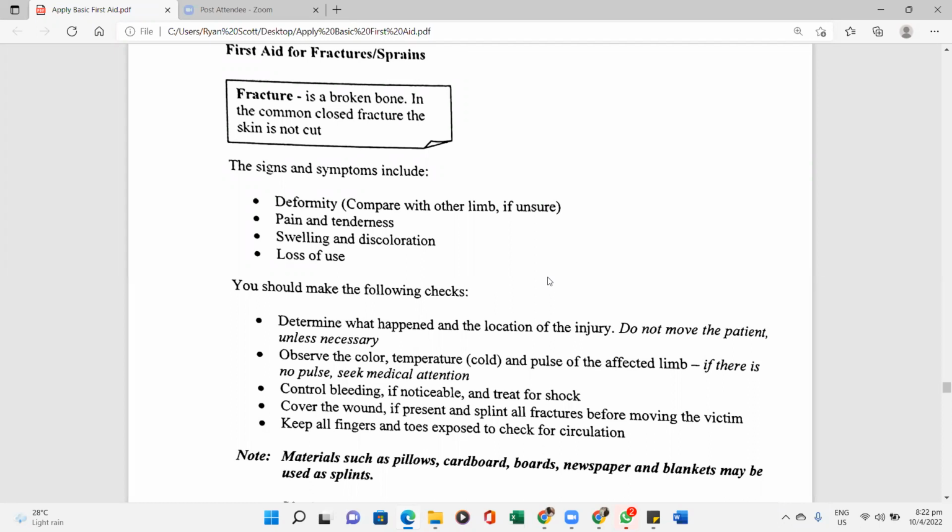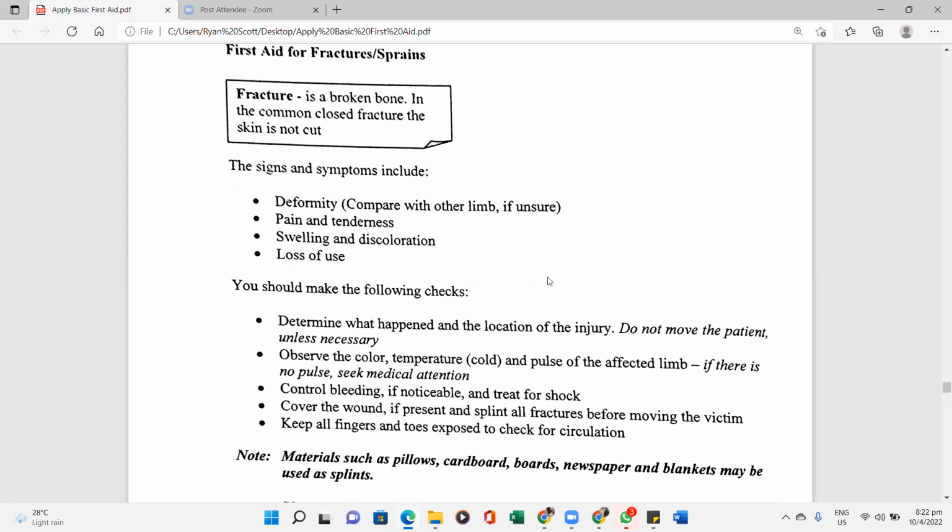Loss of use. You should make the following checks. Determine what happened and the location of the injury. Hold on. So you determine what happened and the location of the injury. Do not move the patient unless necessary, right? So take for instance, if something dangerous is coming, either fire, or a chemical leaking coming towards the patient, then you definitely have to take up the person, right?